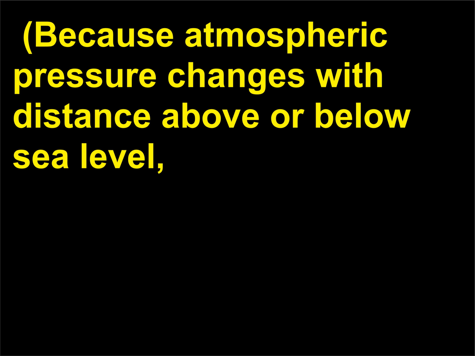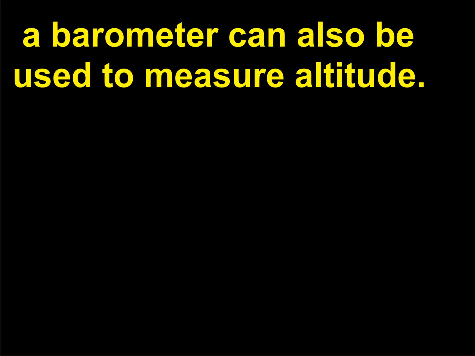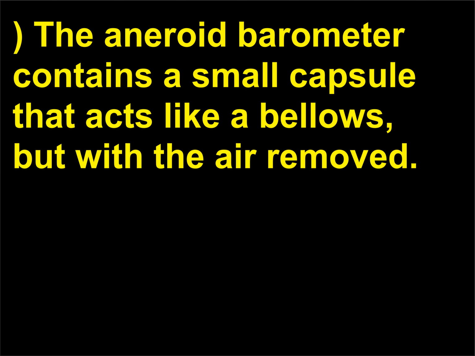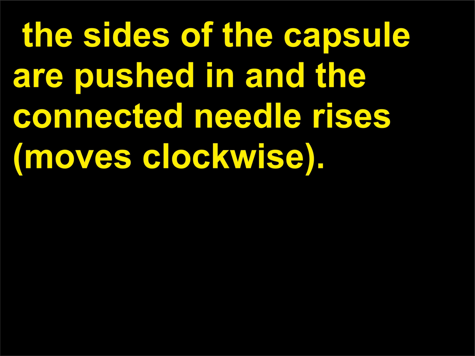Because atmospheric pressure changes with distance above or below sea level, a barometer can also be used to measure altitude. The aneroid barometer contains a small capsule that acts like a bellows, but with the air removed. When the air pressure increases, the sides of the capsule are pushed in and the connected needle rises, moves clockwise.